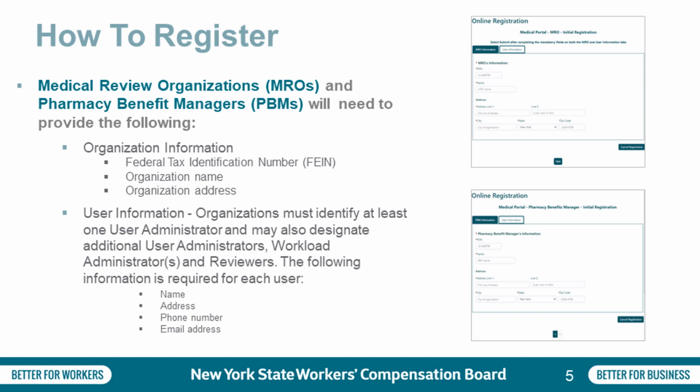To register for the medical portal, medical review organizations and pharmacy benefit managers will need to submit the following information. Organization information, such as federal tax identification number, organization name, and organization address. User information. As part of the registration process, organizations must identify at least one user administrator and may also designate additional user administrators, workload administrators, and reviewers. This will be detailed shortly. Information required for each user includes name, address, phone number, and email address.